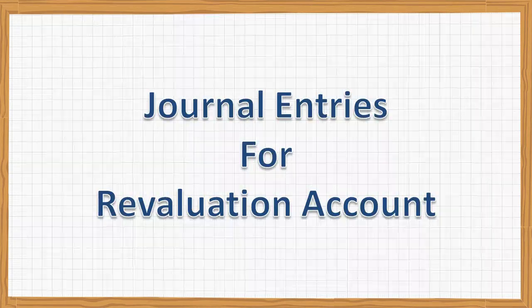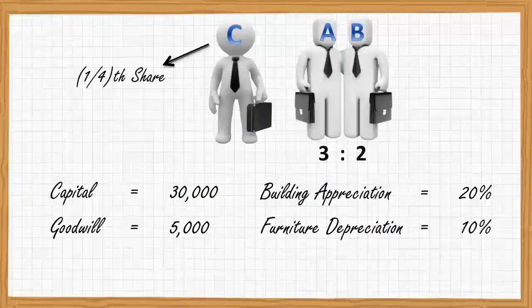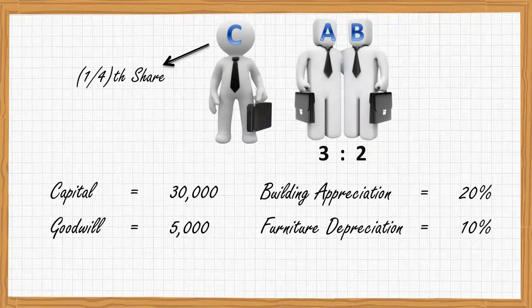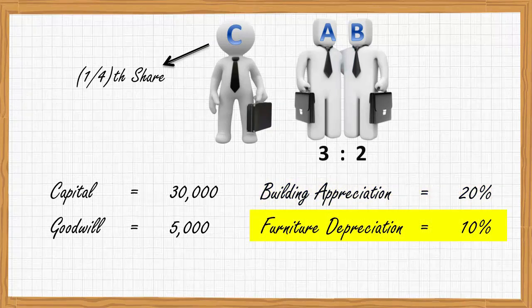Now the journal entries for revaluation account. You know, there are two changes in the assets and liabilities, and that is building has been appreciated and furniture has been depreciated.